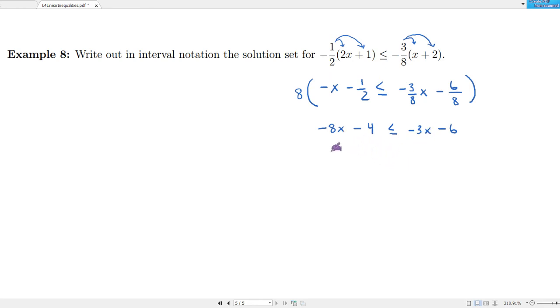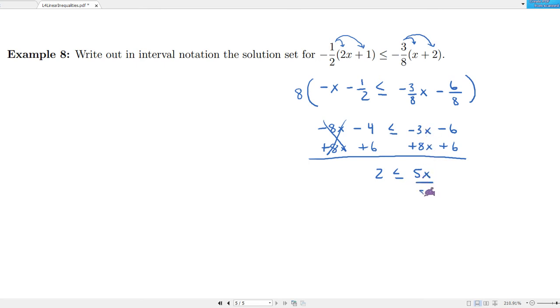So we'll have to bring the terms with x's to the same side. I mean, it's up to you. Maybe we'll bring the x's to this side. So we'll add 8x to both sides, and then we'll bring the 6 over here. So we'll add 6 to both sides. So that'll get rid of the 8x. We're left with 2 less than or equal to, adding 8x will give us 5x.